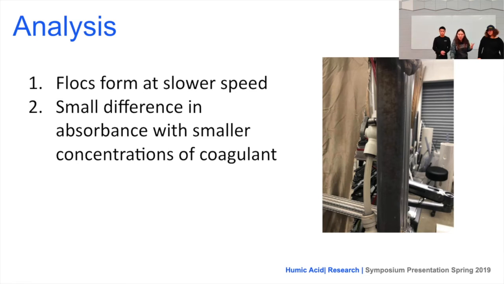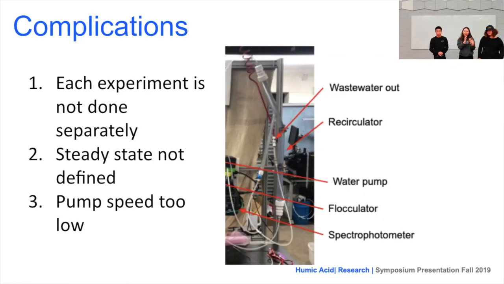Also, for our complications part, each experiment is not done separately, which means that for the same concentration of humic acid, we're not flushing things out and rerunning them. We're actually keeping the humic acid inside, and we're just changing the pump speed of the pumps to get to the coagulant dosage. That might have resulted in some complications, like not reaching the data as we wanted to. So we should be doing more experiments to see what is optimal.